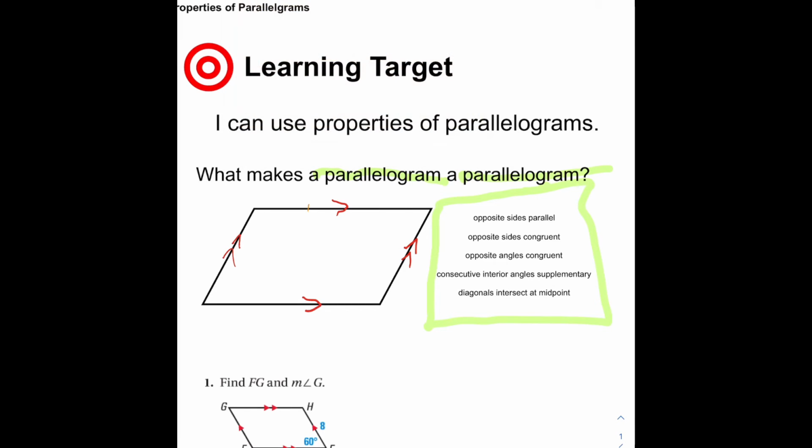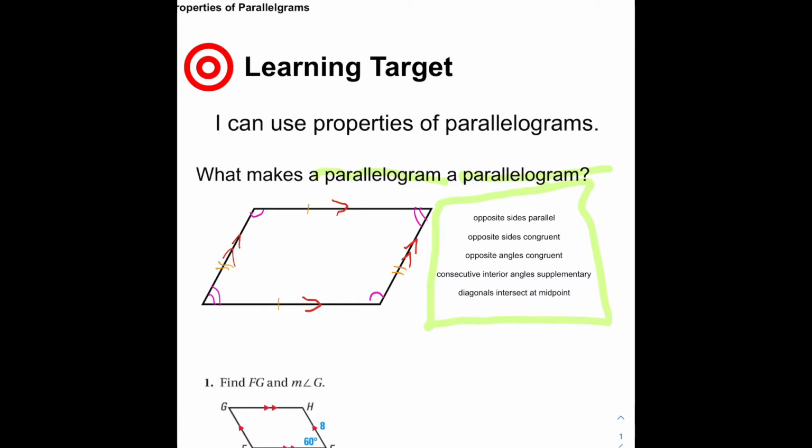That means that this side is the same length as this side, and this side is the same length as this side. Opposite angles are congruent. That means that, I don't like yellow. Let's see here. This angle is congruent to this angle, and this angle is congruent to this angle.